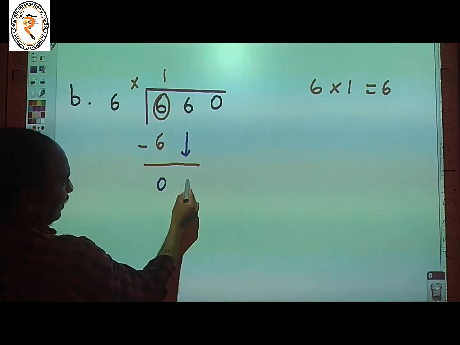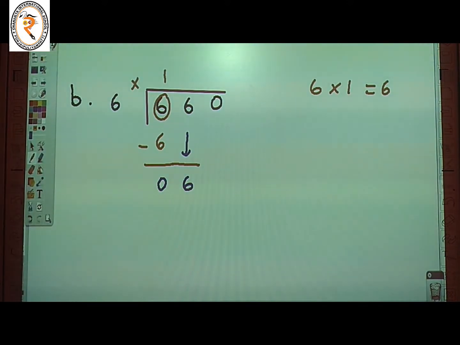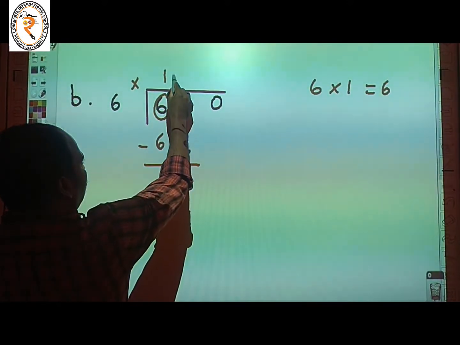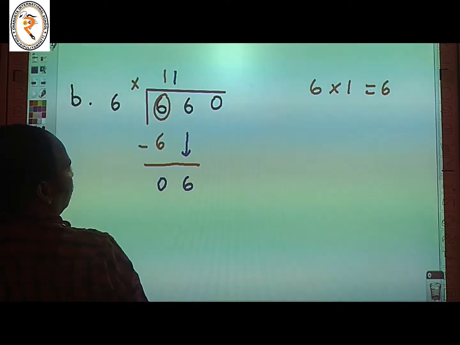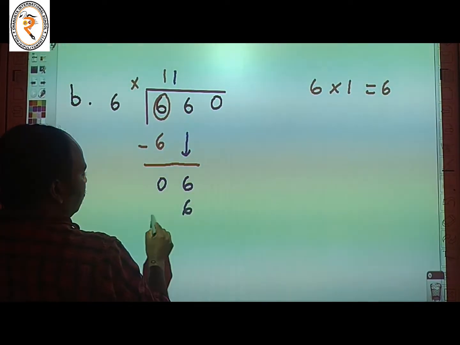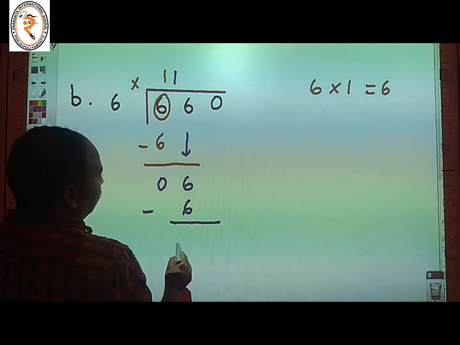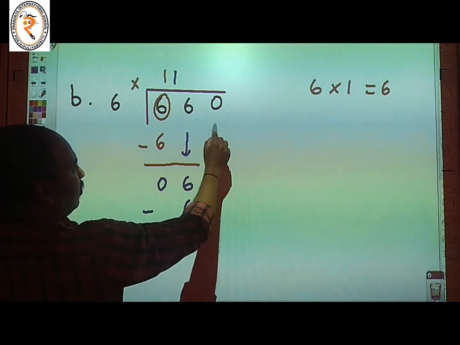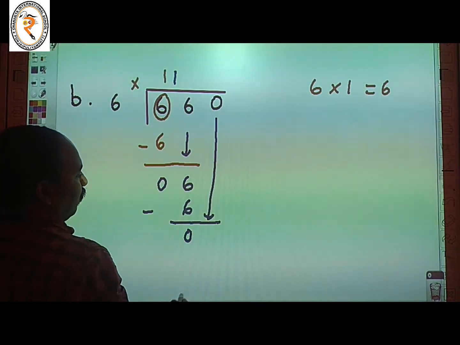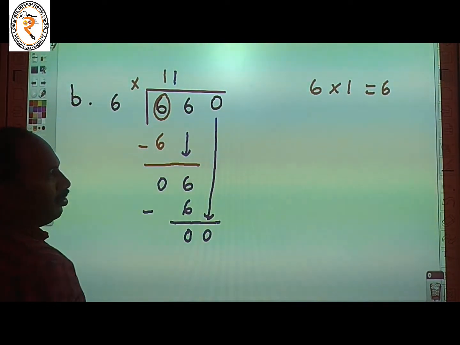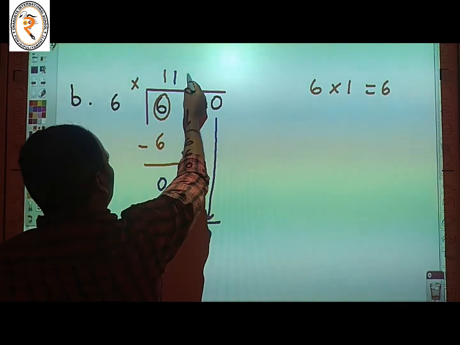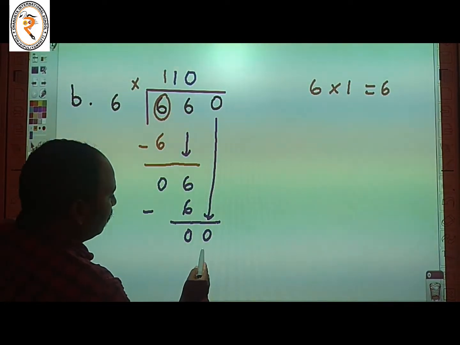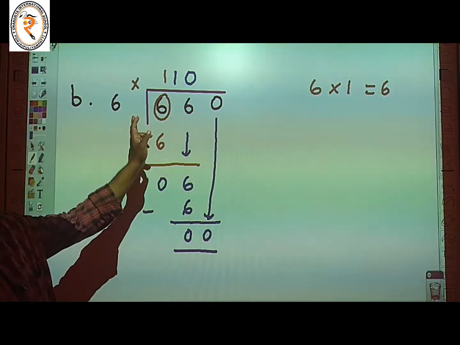The tens place is 6. 1 into 6 is equal to 6. Next you want to subtract: 6 minus 6 is equal to 0. Next, the ones place is 0, so we add one more 0 to the quotient place: 110. So our answer is 110.